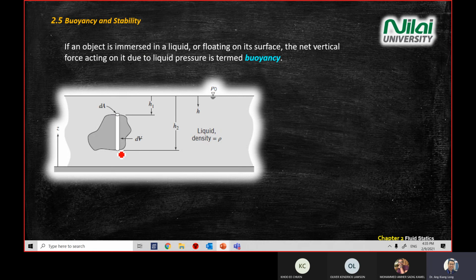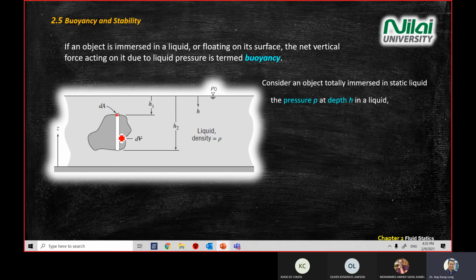And we have dV hat, which is the volume displaced by this body, or you can say this cylinder body, and we have an A here. Yeah, dA is the area over here. Okay, then we try to develop the equation.